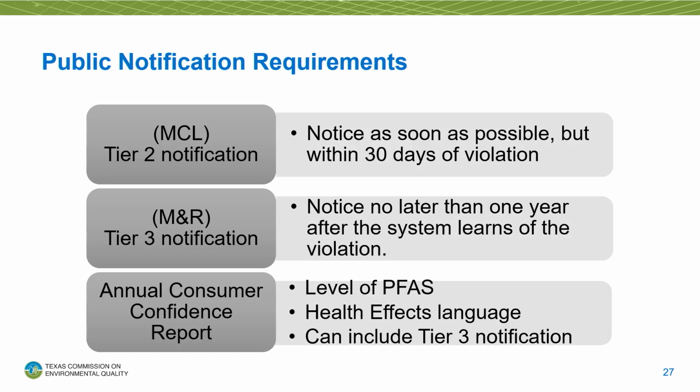For the public notification requirements, if an MCL violation is given, once that's regulated, you have to give notice as soon as possible, but within 30 days of the violation. If there's a monitoring and reporting violation, notice would have to be given no later than 1 year after the system learns of the violation. For the CCR, if there are detections, you would have to include those levels of PFAS in your CCR along with health effects language. And as always, for the tier 3s, they could be included in the CCR.